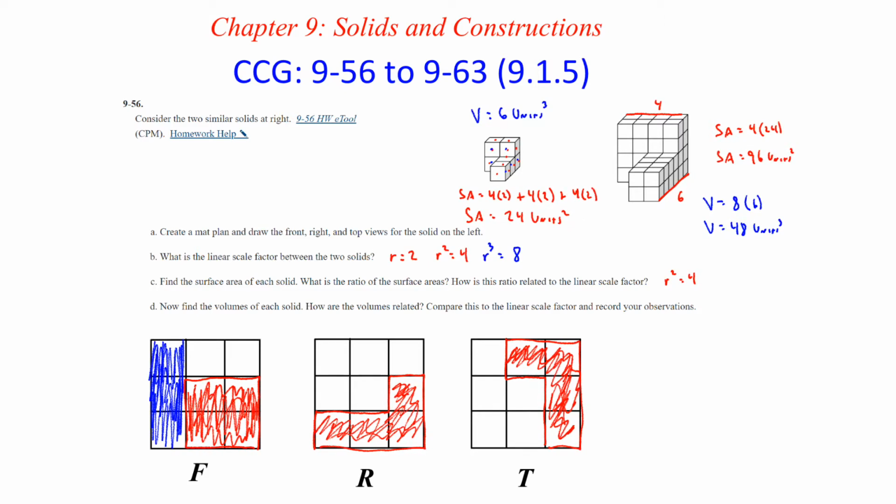How are the volumes related? We already said that the volumes are related by the r cubed, which represents 8, and compare this to the linear scale factor. Once again, it is the cube of the linear scale factor.